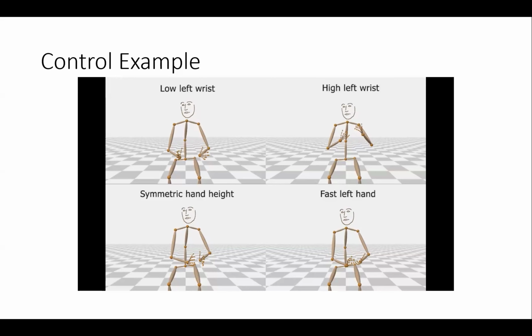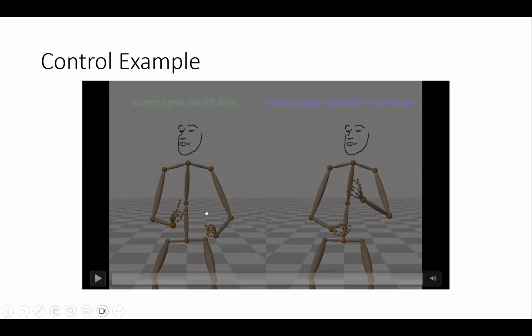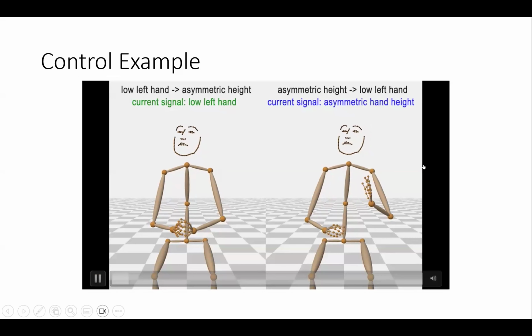So it's fairly low-level control still, right? We're a ways from being able to say, I want the character to be melancholy, but we're able to build in control in a sort of reasonable way. Here's another control example, same sequence.